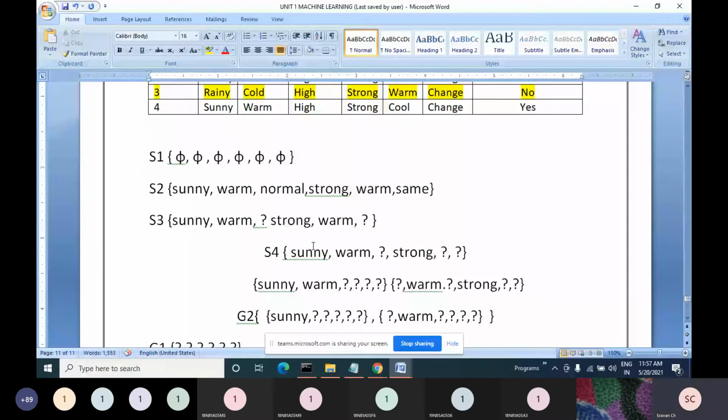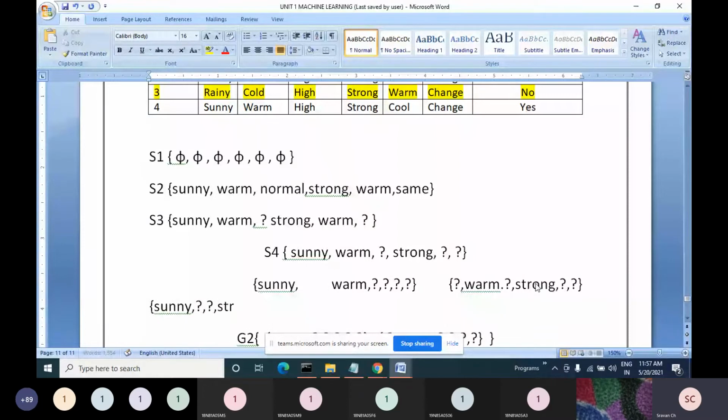Sir, how can you do it? See, by looking at this most generic hypothesis, I can replace sunny with a question mark. Similarly, one more combination I will get. What is that? Warm and strong, right? Now sunny, question mark, question mark, strong, question mark, question mark. Means if you observe, 3 more combinations are possible, right? Which I have written like this.